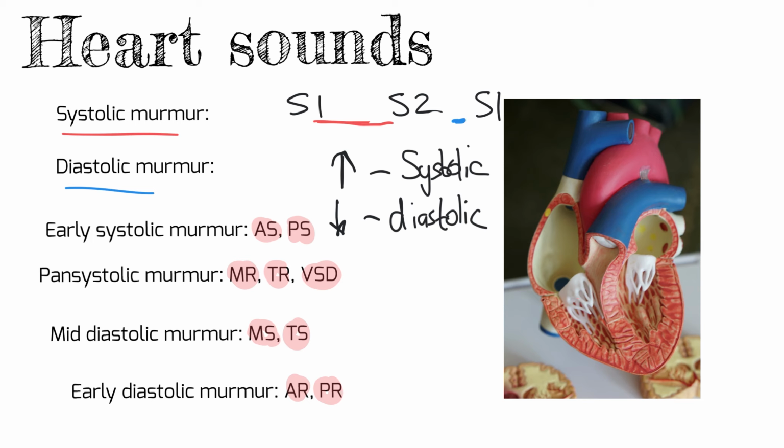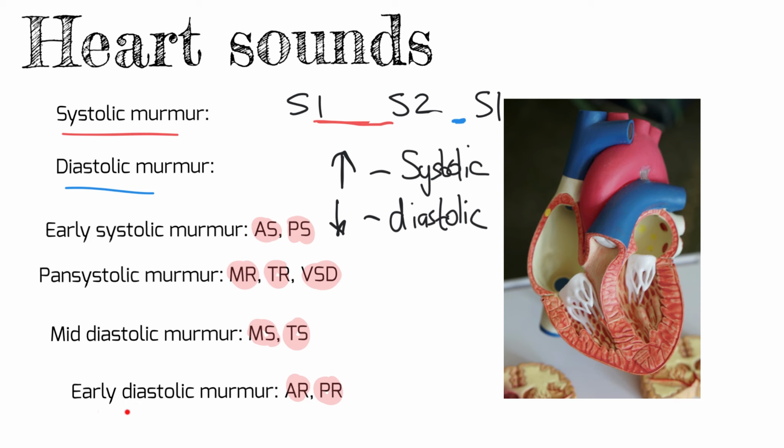Let's look at the diastolic murmurs, mitral stenosis. What's mitral stenosis? That's when the mitral valve is stenosed. It's narrowed. And what's happening to the blood? It's going down, so it's a diastolic murmur, so it fits the rule there. What about tricuspid stenosis? That's when the tricuspid valve is stenosed, and the blood is going down from the right atrium to the right ventricle, so therefore it's going to be a diastolic murmur.